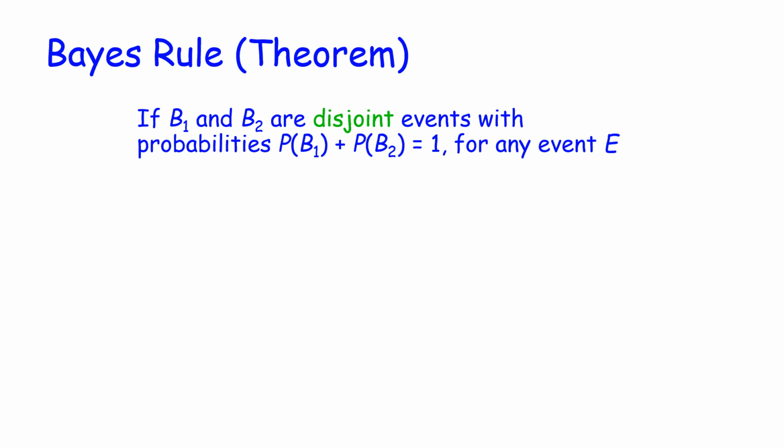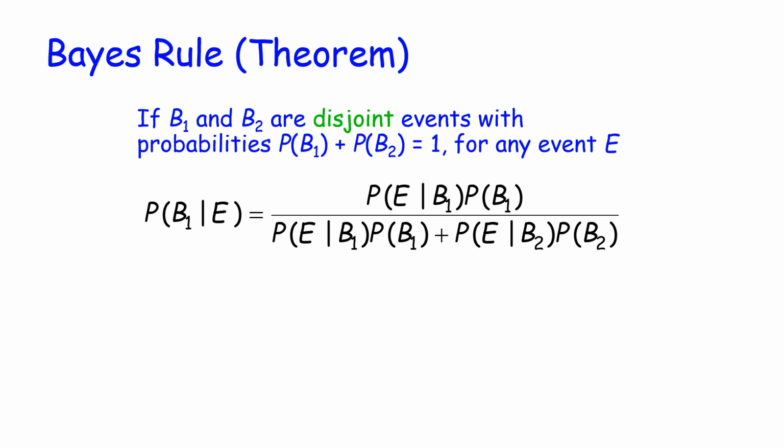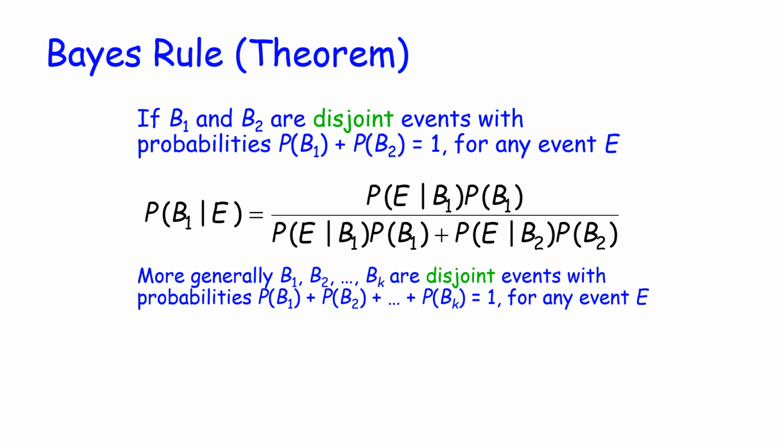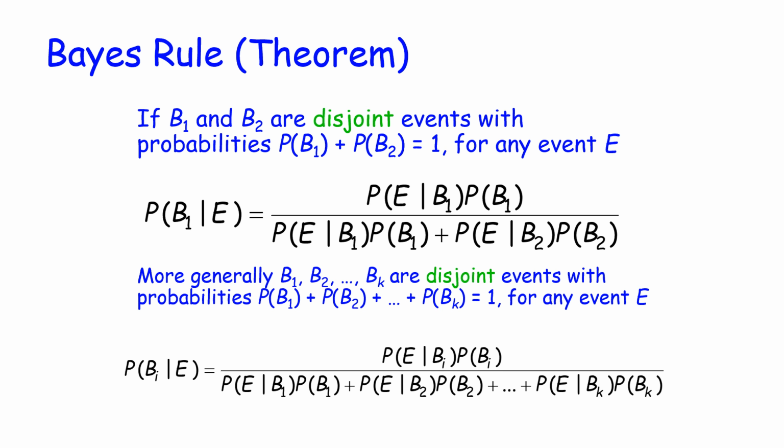So Bayes' rule, or his theorem, says that if B sub 1 and B sub 2 are disjoint events with the probability of B sub 1 plus the probability of B sub 2 equaling 1 for any event, then this formula will work. More generally, if B sub 1, B sub 2, all the way through B sub k are disjoint events with the probabilities of each of those events adding up to 1 for any event, we're able to say this.